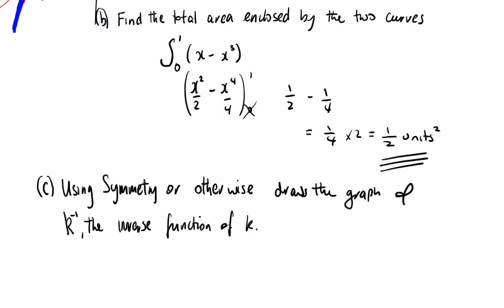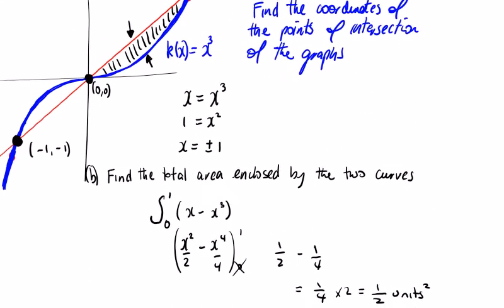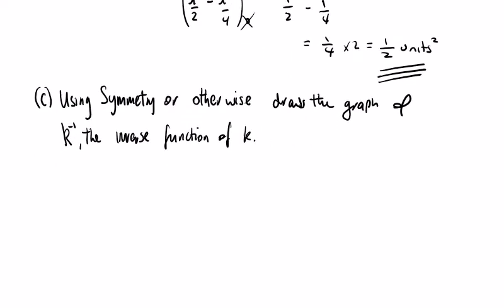Part C of this question, using symmetry or otherwise, draw the graph of k to the power minus 1, the inverse function of k. Which one was k? x cubed. So we know, well, we have to write it as y is equal to x cubed. What we do is we simplify down to get x is equal to, and then we replace y with x to get our inverse function. So in this case, we would have y to the power of a third is equal to x. So the function that we need to graph, we replace y with x, is x to the power of a third.